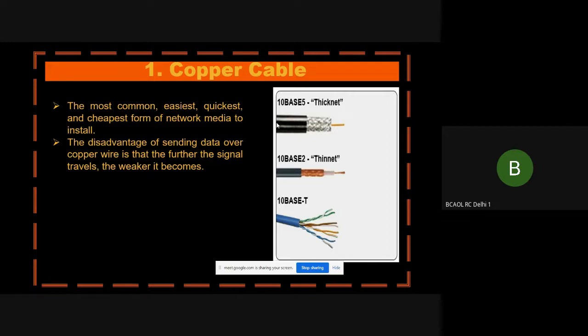Earlier when people had cable TV network, right now, though, people have got Tata Sky and all that in their home, but earlier when cable TV network was there, this kind of a medium was generally used. So that is copper cable basically.